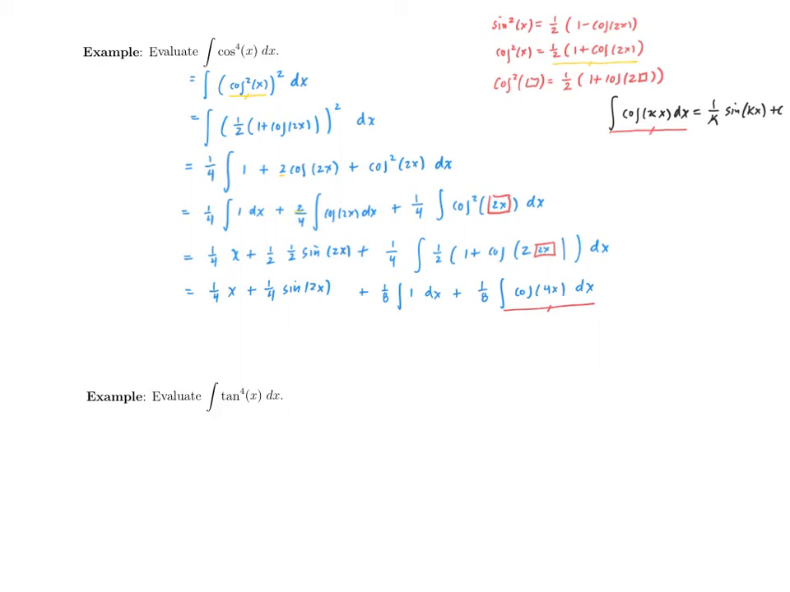So one final step. Cutting and pasting the first two terms down, an antiderivative of 1 is x, and an antiderivative of cosine of 4x is 1/4 sine of 4x.